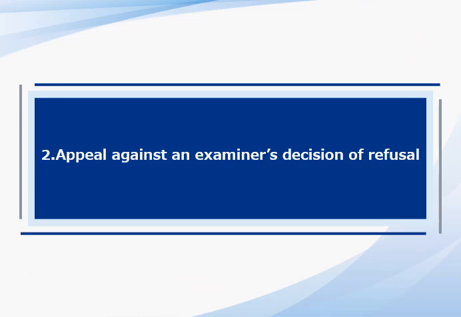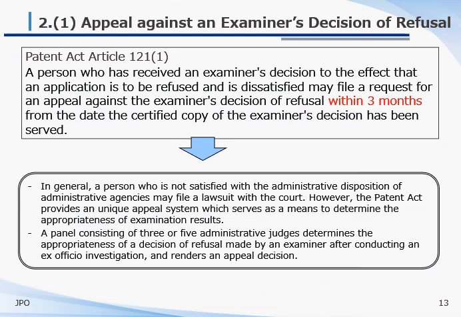First, let me explain the system for an appeal against an examiner's decision of refusal. An appeal against an examiner's decision of refusal is provided in Patent Act Article 121. When a person has received an examiner's decision to refuse an application and is not satisfied with the decision, he or she can file a request for an appeal against the examiner's decision of refusal within 3 months from the date a certified copy is sent.